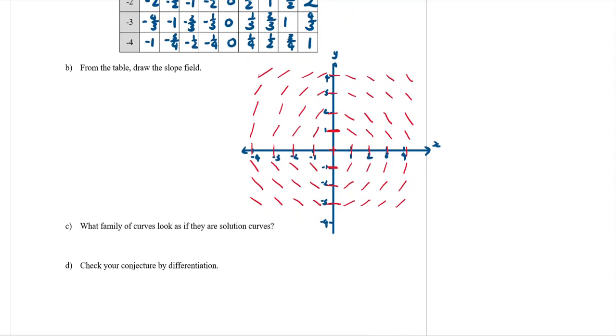Will we be marked back? As long as you can see the general pattern of what's happening, I'm not going to sit there and go, no, that is not a gradient of 1.5. How dare you?